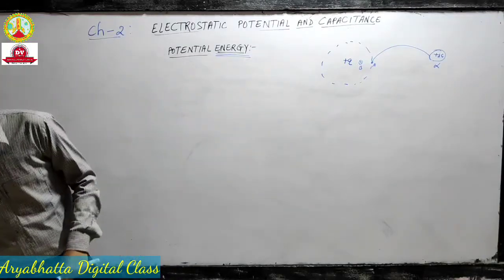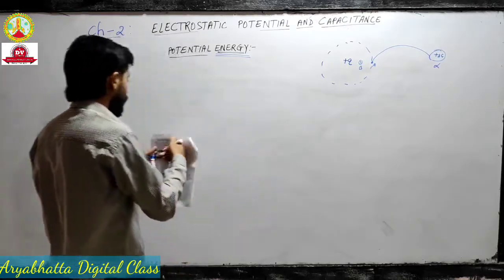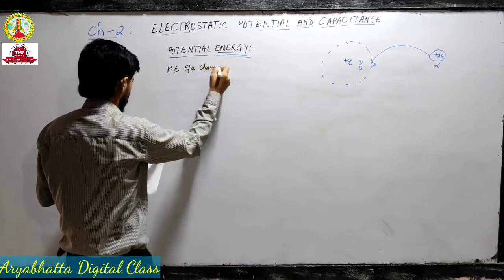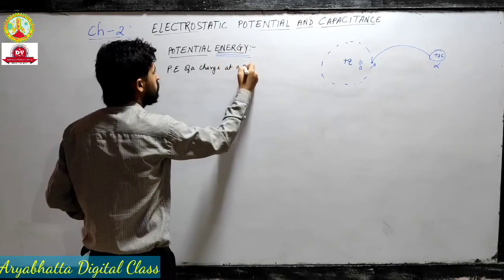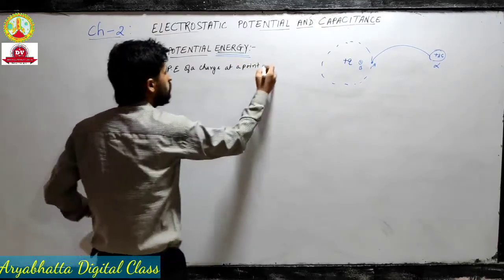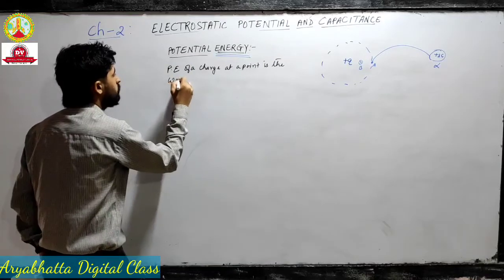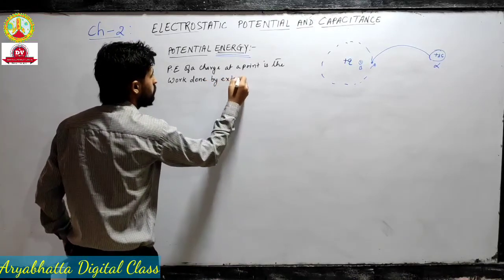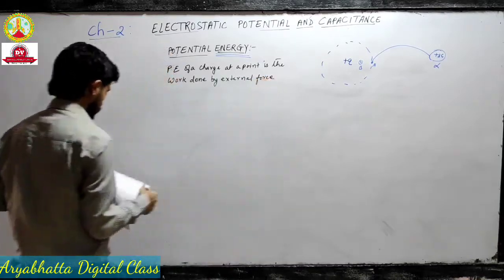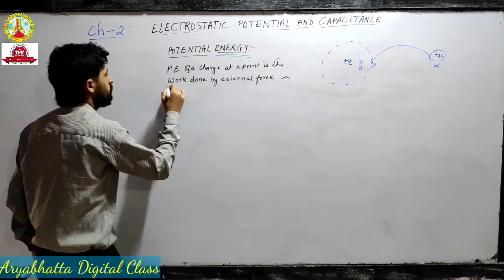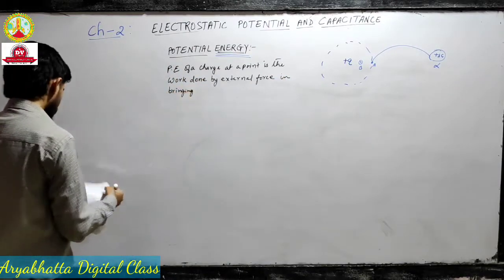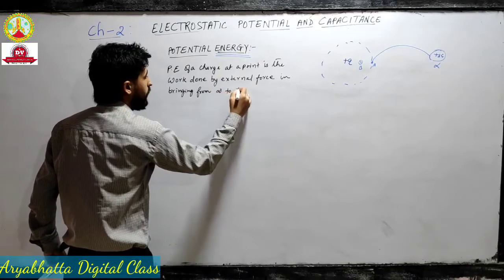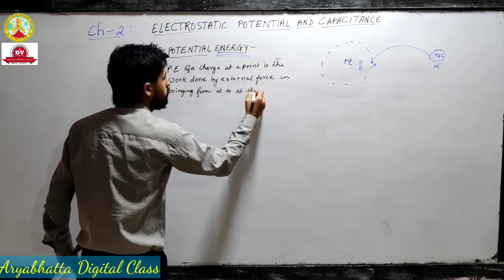So basically, if you need to define this, how will you define it? You will define it as: potential energy of a charge at a point is the work done by the external force in bringing the charge from infinity to that point, or at a certain point.